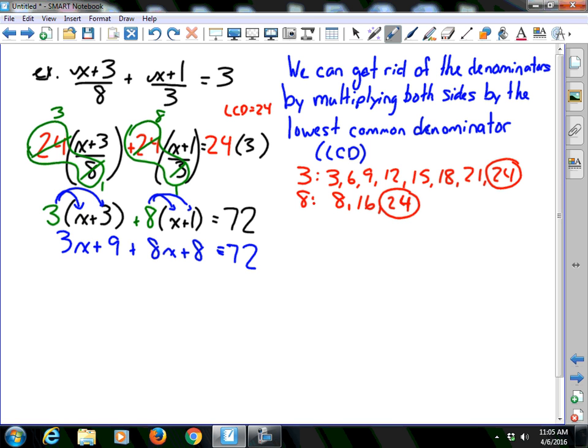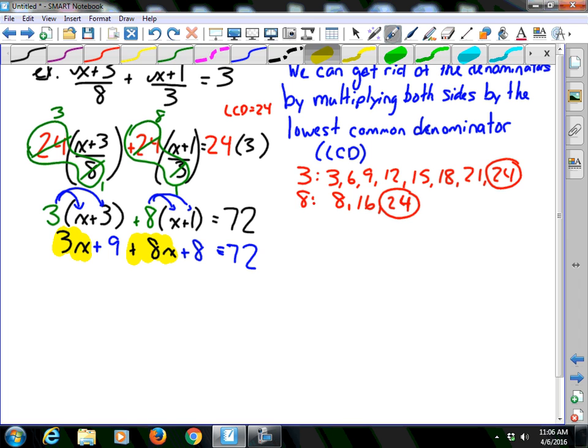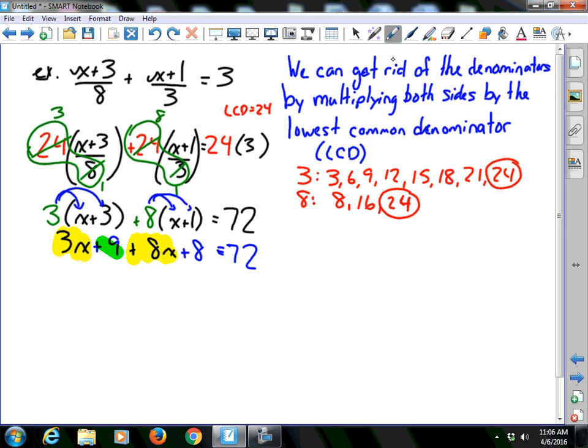Now, as I said before, we need to collect like terms on one side specifically. If you have any like terms on one side, collect them first before we start doing opposite operations to get all the variables on one side and all the constants on the other. So we can see right away that we have a 3x and an 8x. The sign is always attached at the hip. They are like terms. And this 9 and this 8 are like terms. So what we can do is, all right, 3x plus 8x is 11x. 9 plus 8 is 17, and that equals 72.